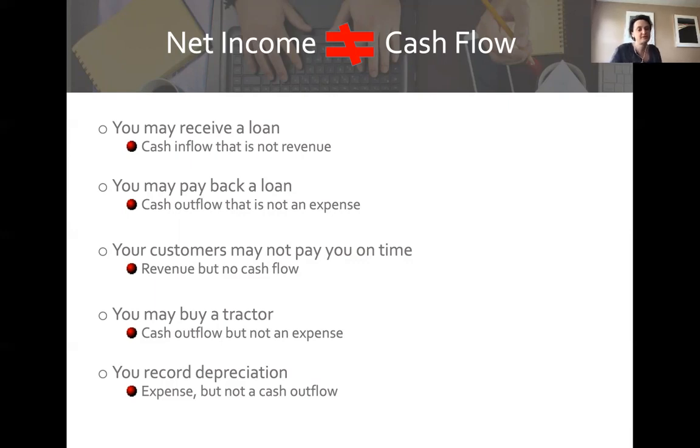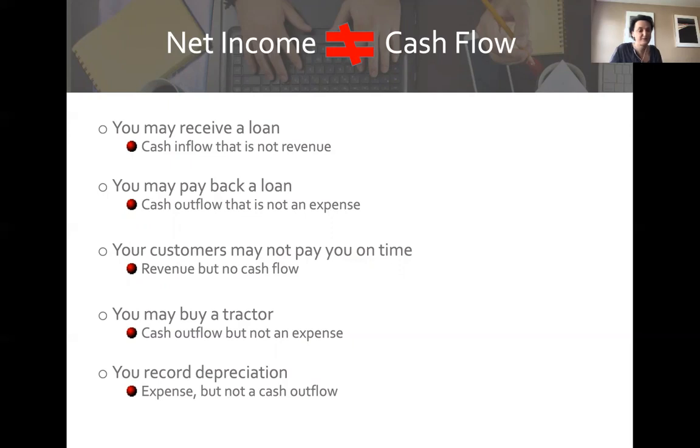Now, there's two parts of your loan payback. One is the principal, and the other is the interest. So if you're making a monthly payment of, let's say, $1,000, $800 may be going to pay down the balance of the loan. $200 is going to interest. Now, certainly interest is an expense, but that $800 is not an expense.